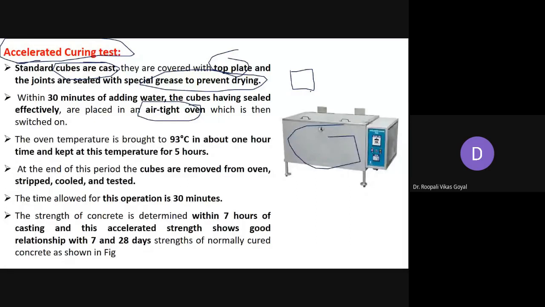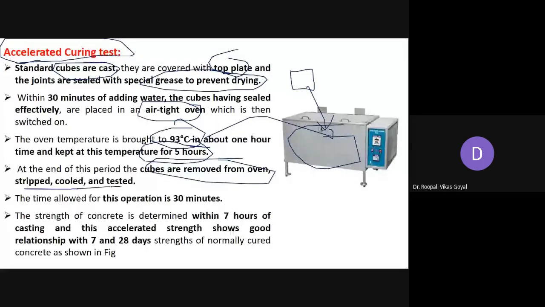The oven temperature is brought to 93 degree centigrade, and in about 1 hour it may be attained. At this temperature you have to keep the cubes for 5 hours. At the end of this period, the cubes are removed from the oven. Then you have to strip them off, pull them out and test them. So you just have to test it.